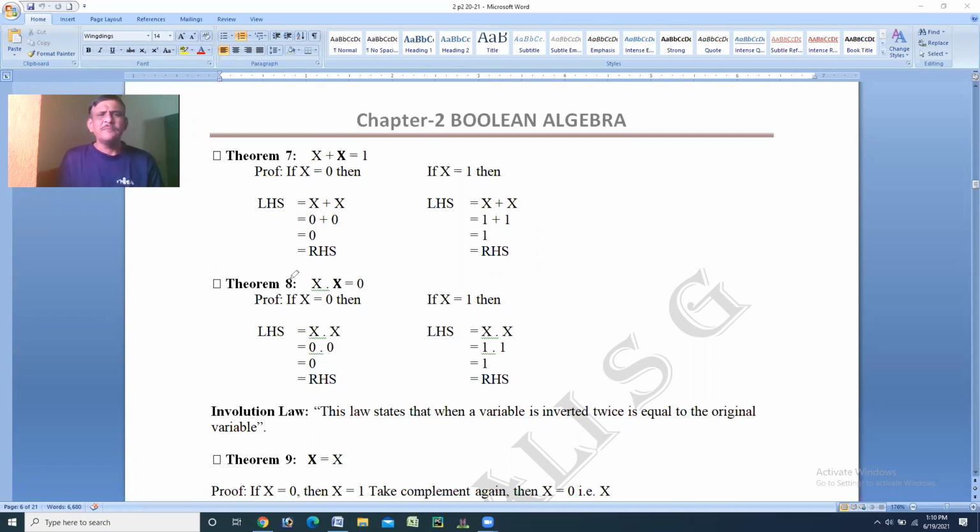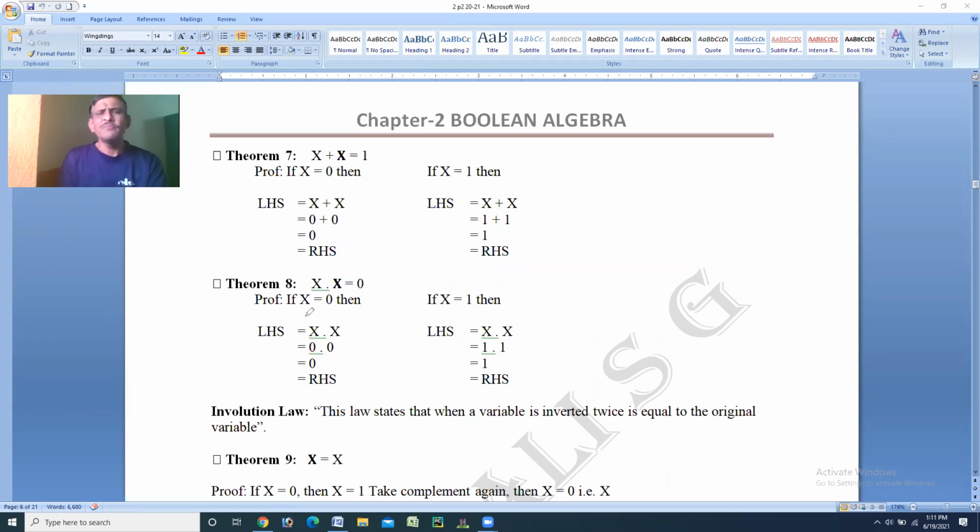In this, according to the question, if it is algebraic you can write it like this, or if it is a truth table, you have already practiced a lot. You have practiced the truth table six times. Here also we have the same method. You can prove this particular theorem using a truth table also.